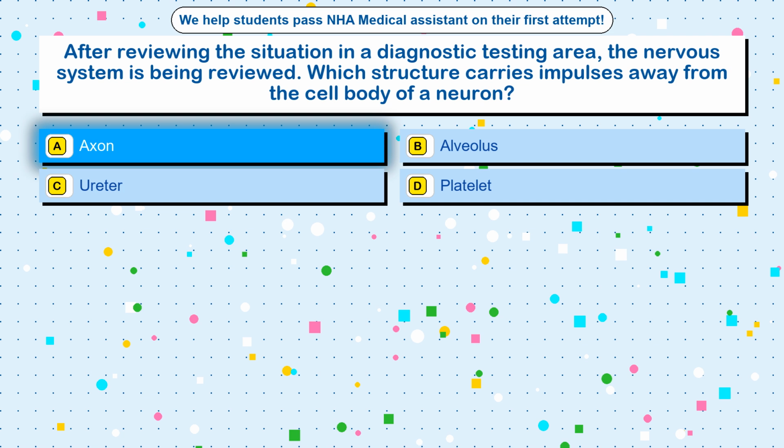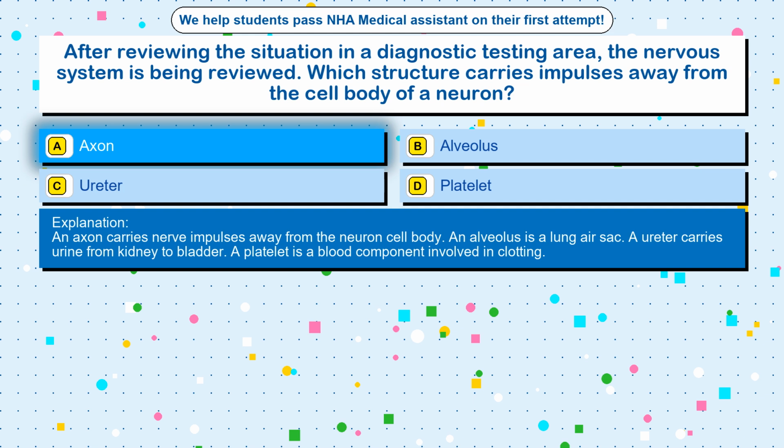Axon. An axon carries nerve impulses away from the neuron cell body. An alveolus is a lung air sac. A ureter carries urine from kidney to bladder. A platelet is a blood component involved in clotting.